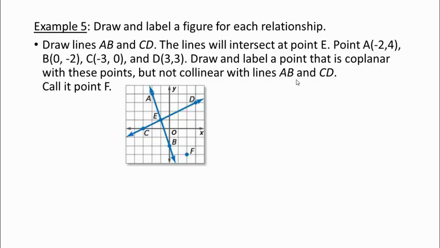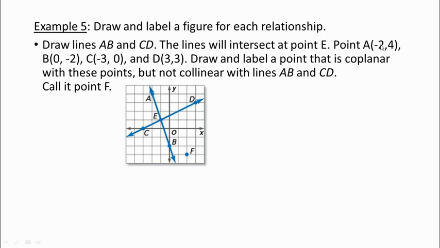This example is kind of weird, so I'm just going to skip ahead to the picture. I would be giving you instructions to draw and label a figure. So I would draw lines AB and CD, and then they'd have an intersection at point E. Here are all the coordinates. Remember, graphing points, it's X comma Y.